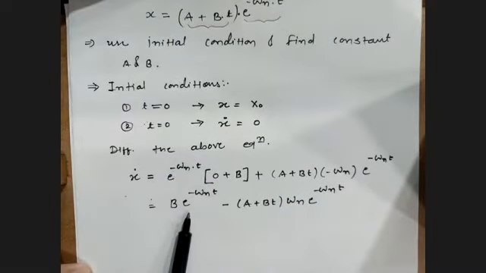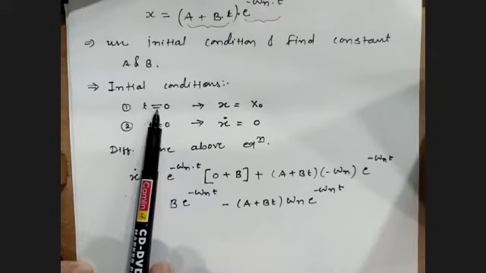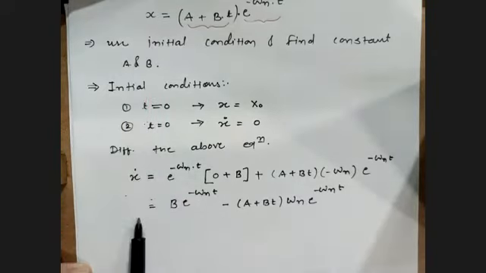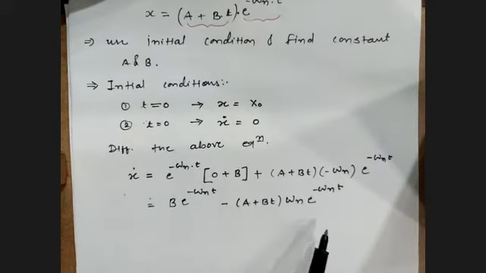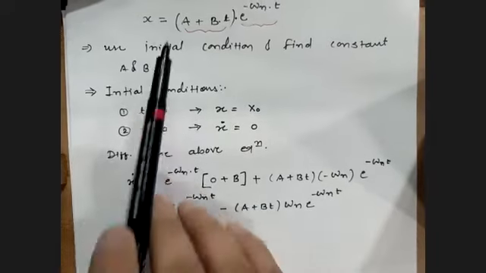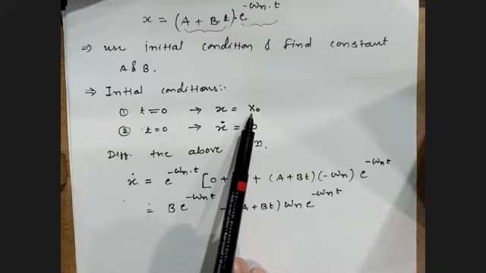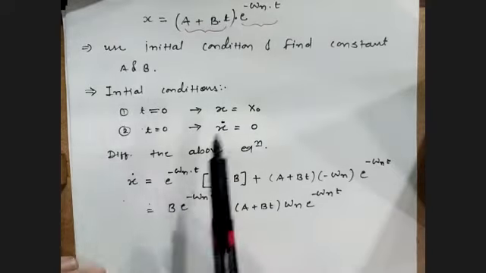Now we are going to use these initial conditions in these two equations, the x equation and the x dot equation, one by one. Let's put the first initial condition into the equation of x. At time t0, x is equal to x0. So put that here.